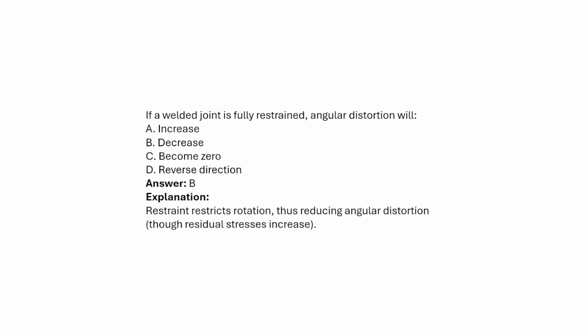If the welding joint is fully restrained, the angular distortion will increase, decrease, become zero, or reverse direction. If it is restrained, it completely becomes zero. The restraint restricts the rotation, thus reducing the angular distortion.